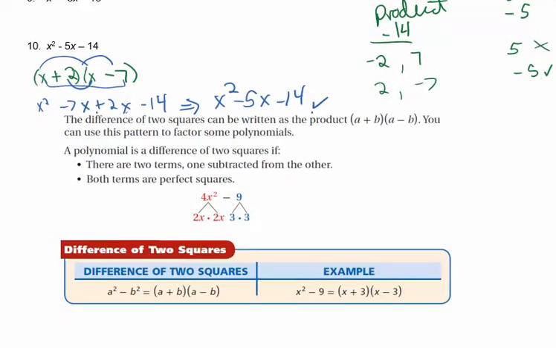All right, now we're going to look at the special product ones. Sometimes if you recognize that you have a special product, like the difference of two squares, then it can make it really easy to factor.